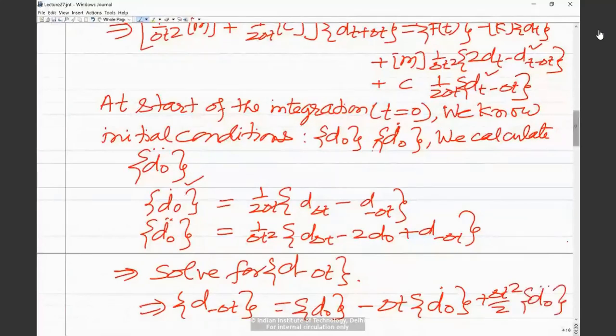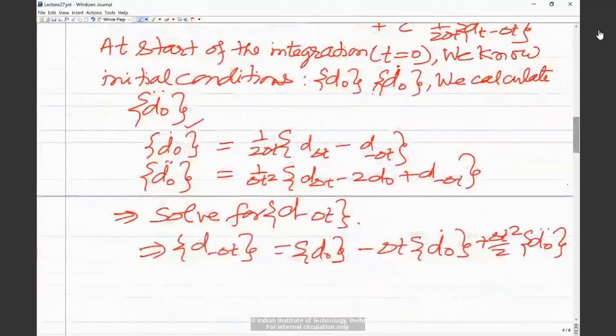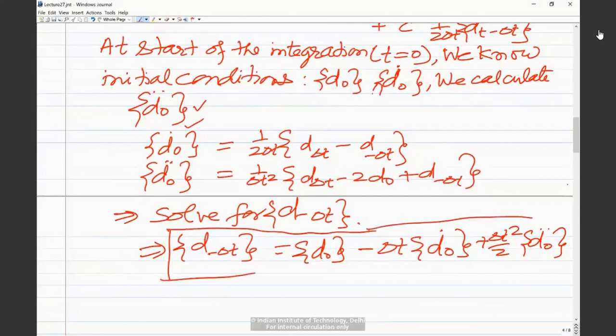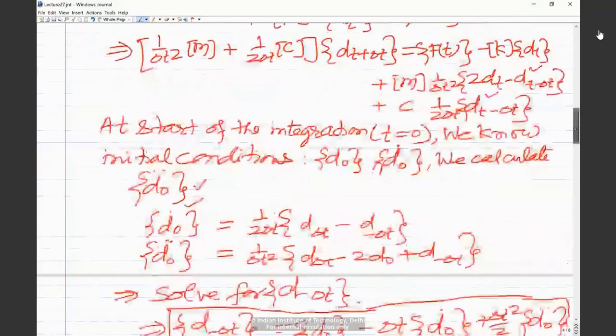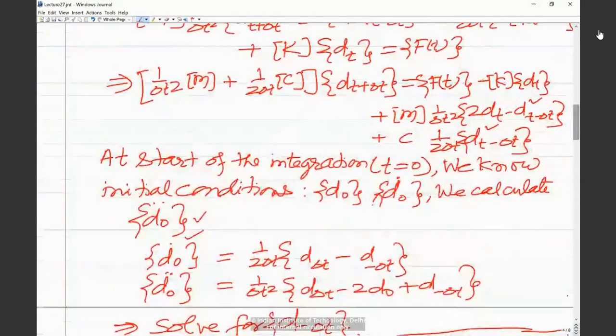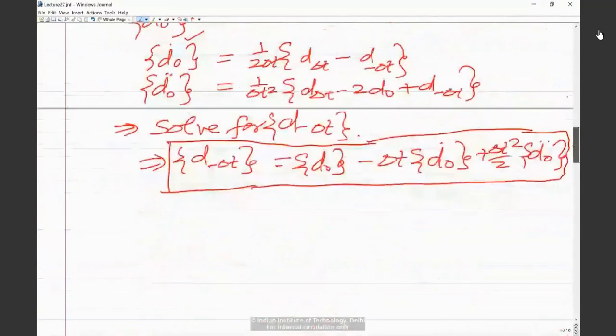So that means at the starting of the integration, we know the initial conditions, d naught and d naught dot. We calculate d naught double dot from the equation of motion at t equal to 0, and then from this relationship we get d at minus delta t. Once we have this, we can get the solution d at delta t. Then we go for the next step, that is 2 delta t. For finding the solution at 2 delta t, we consider the equation of motion at delta t and then continue this procedure. So this is how you solve this.